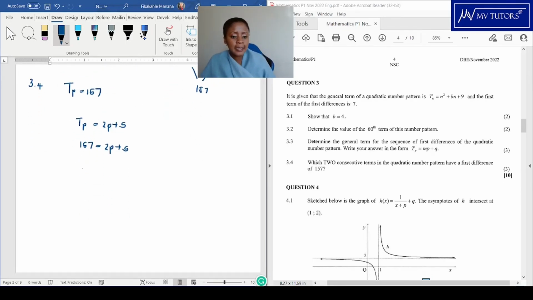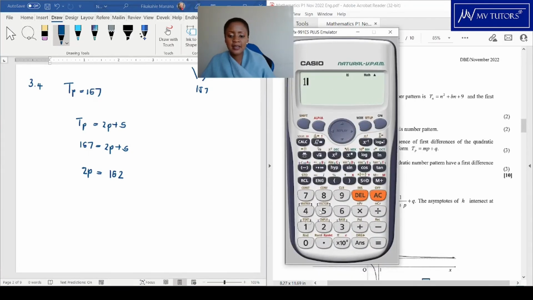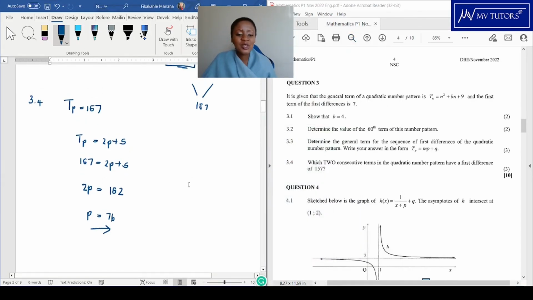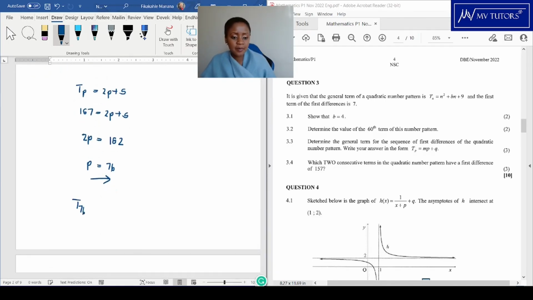So yeah, we have 157. So basically 2P is 157 minus 5, which is 152. So let us go and calculate. Like I said, for those who can do it in their minds and are quick, that's great, that's absolutely phenomenal. Some of us need the calculator. So we know term 76 and term 77 are the two consecutive terms in the quadratic number pattern that have a first difference of 157.